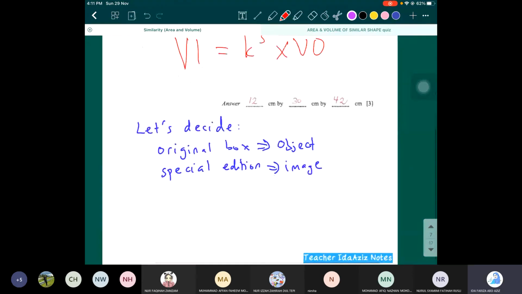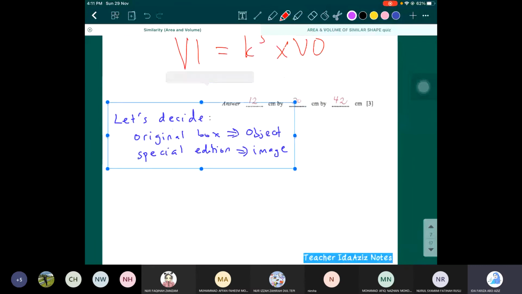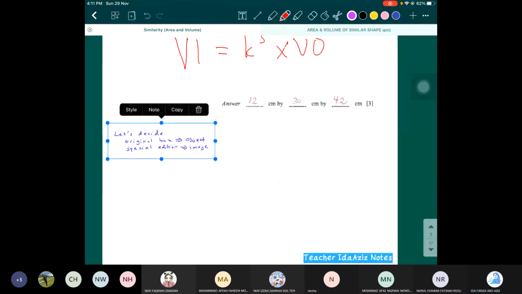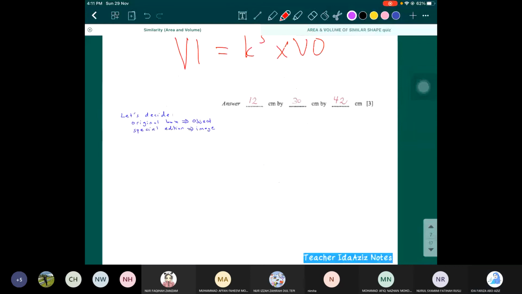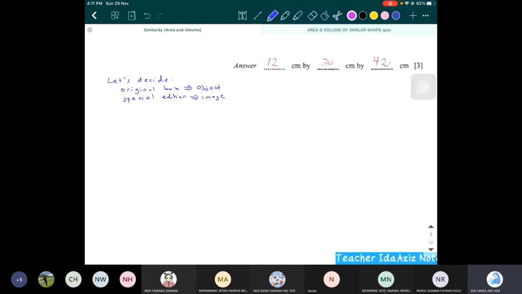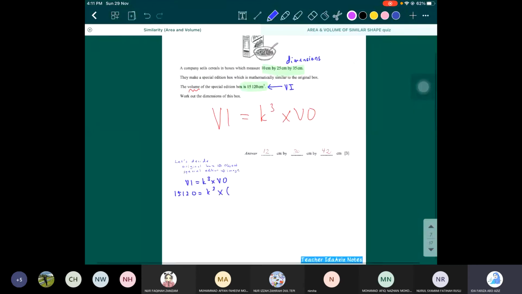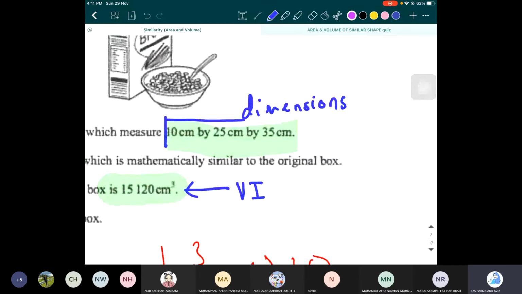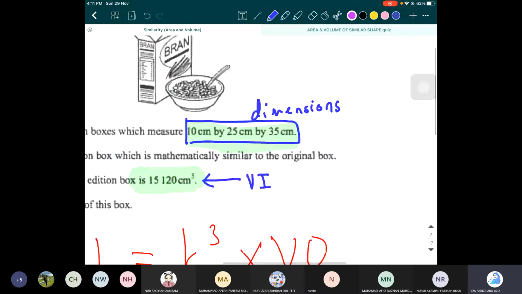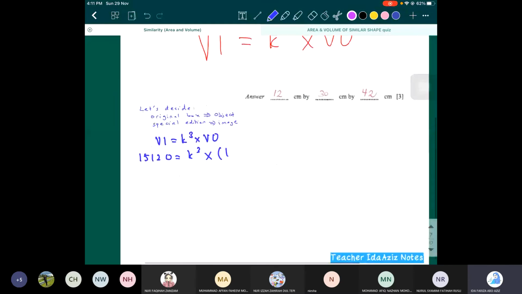Tulisan saya besar sangat, so tak muat. So, I write it down back. VI equals K cube times VO. VI dah ada, which is 15120. K cube tak tahu, ini yang kita nak cari. Times VO. VO ni nak dapat daripada mana? Kita akan ambil daripada dimensions of the box. 10 times 25 times 35.